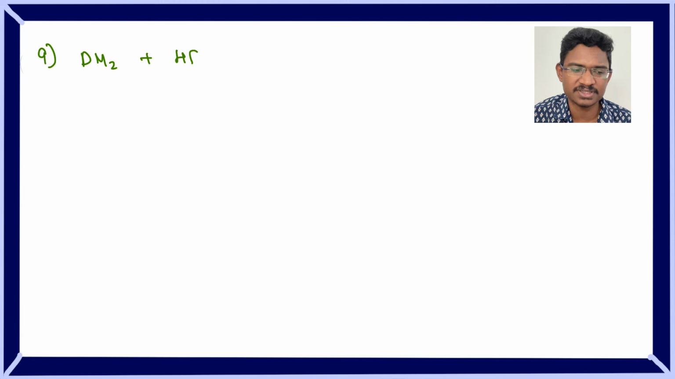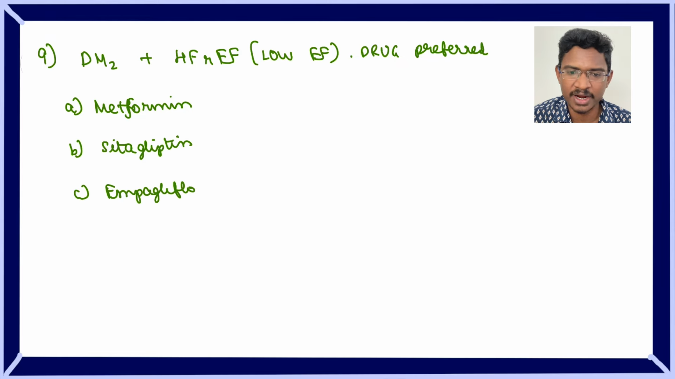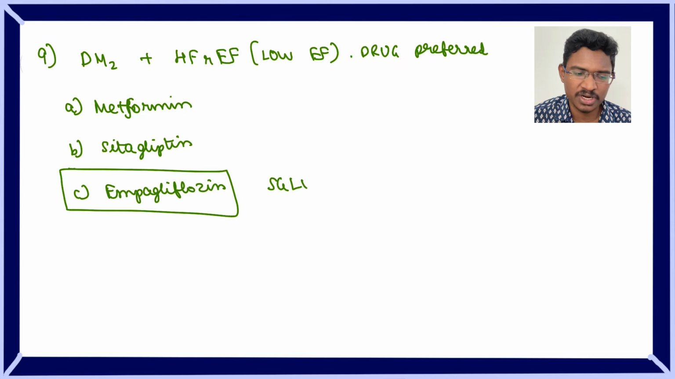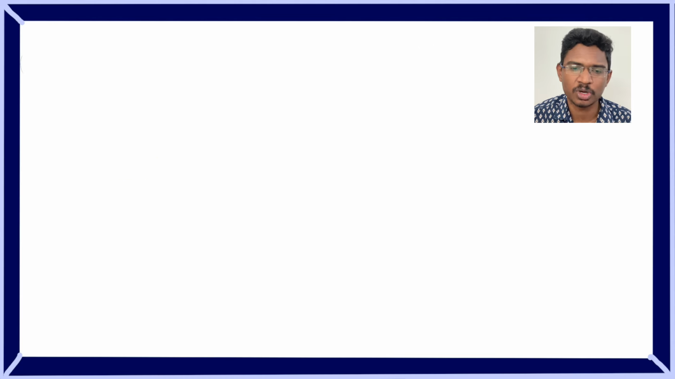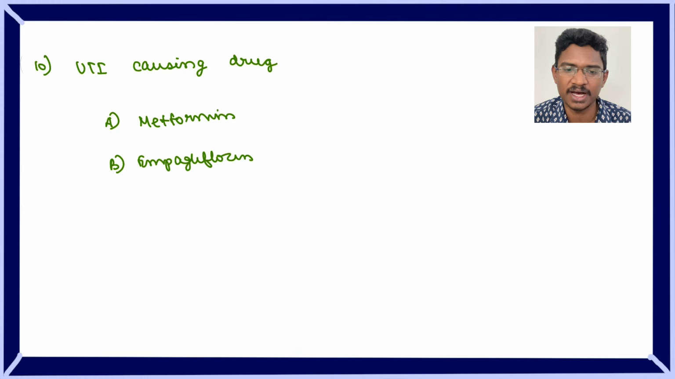Twice they have asked about the same drugs again and again. For a diabetic with heart failure with reduced ejection fraction, the preferred drug is always an SGLT2 inhibitor, empagliflozin or dapagliflozin. The UTI-causing drug is again empagliflozin, because it causes glucosuria, due to which you can have fungal infections as a common side effect, and also UTIs.